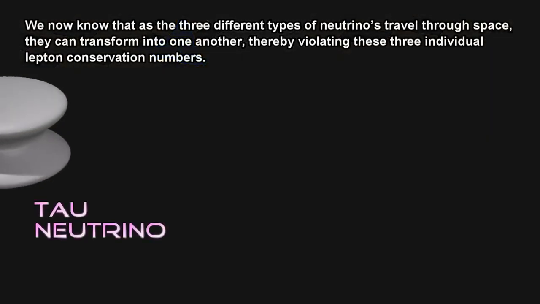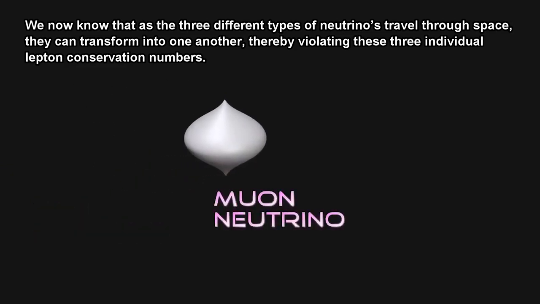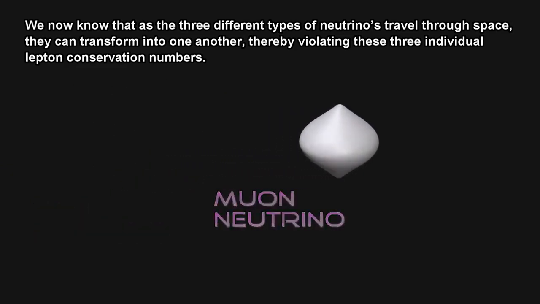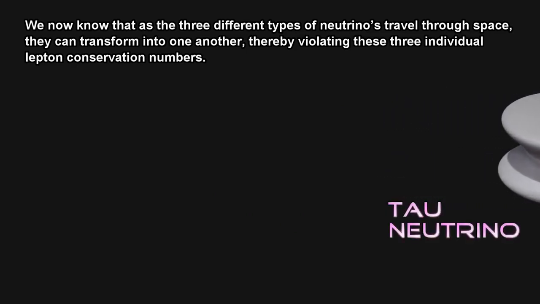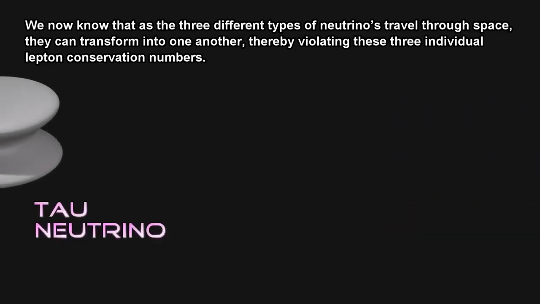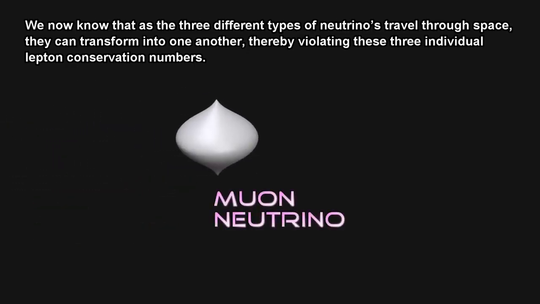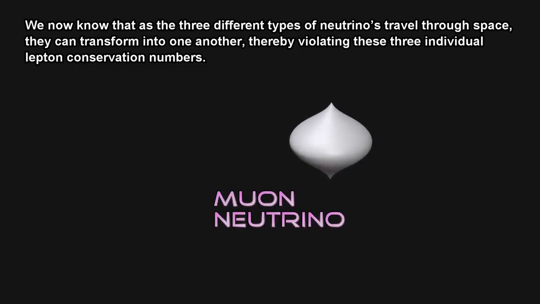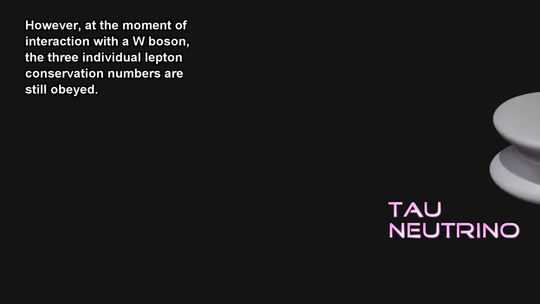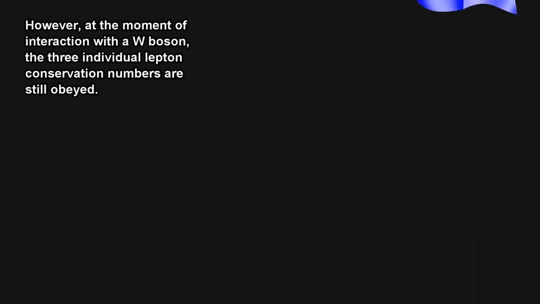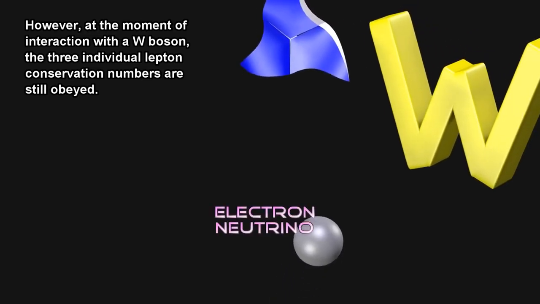We now know that as the three different types of neutrinos travel through space, they can transform into one another, thereby violating these three individual lepton conservation numbers. However, at the moment of interaction with a W boson, the three individual lepton conservation numbers are still obeyed.